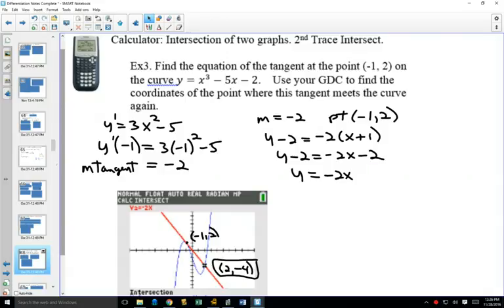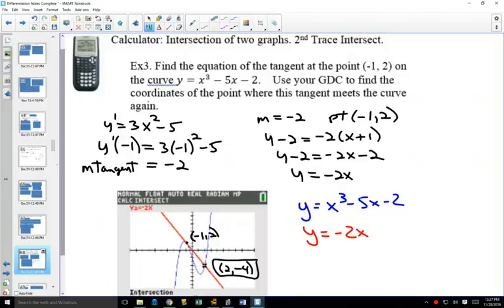If we didn't have a graphing calculator, could you find this? How would you do that? Okay, so how do we put it back into the equation? If we want to find that (2, -4) algebraically, what do we do? Okay, so we have our blue line, y = x³ - 5x - 2. Our tangent I'll do in red. That's y = -2x.